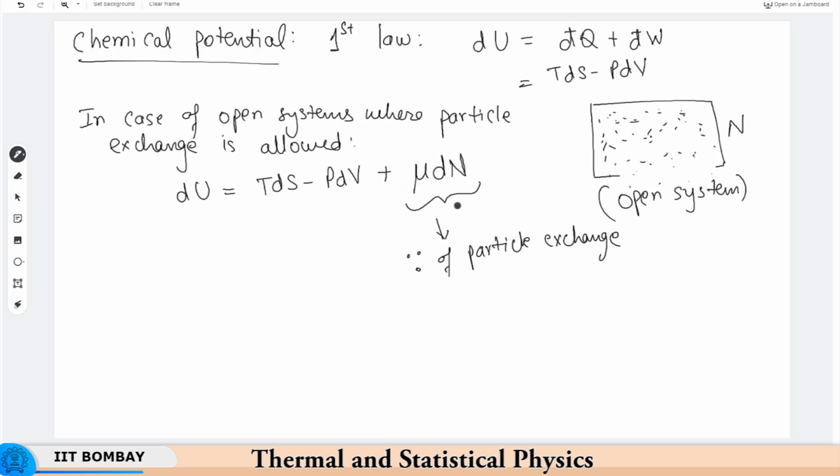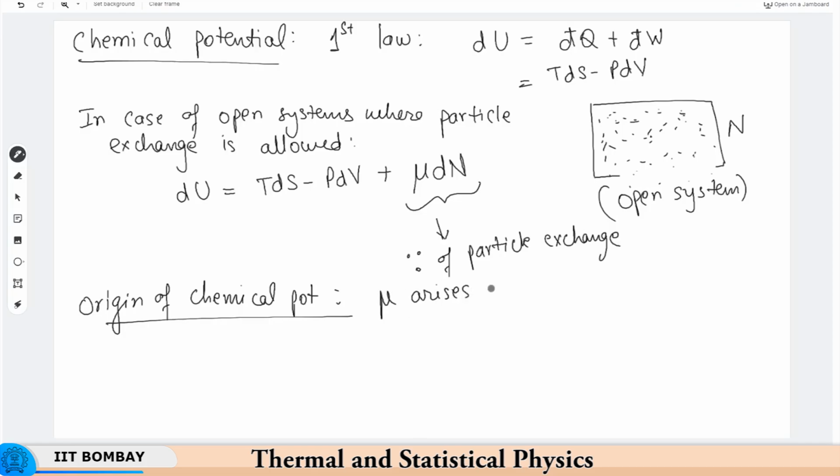Before we go ahead, I will just conceptually explain why this term originates, right. So, basically what is the origin of this chemical potential term? Basically it arises because of intermolecular attractions, all right. So, the mu arises by virtue of intermolecular attractions.